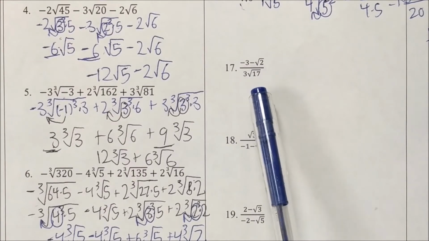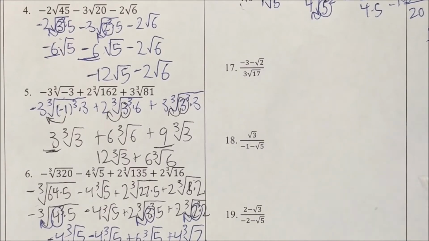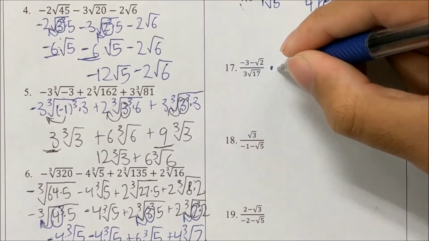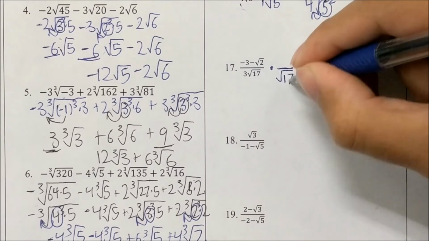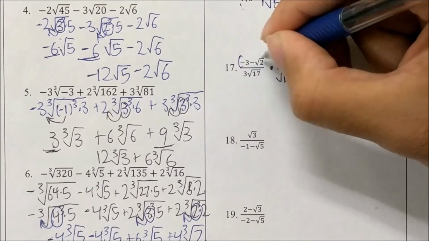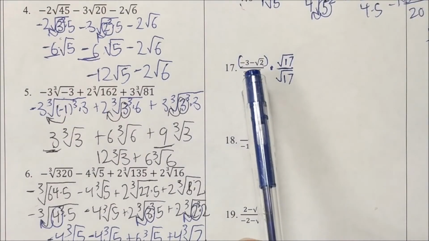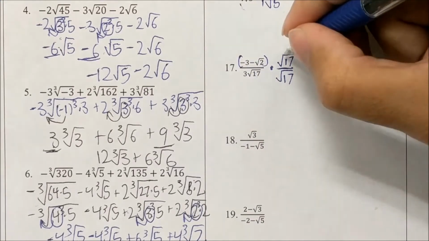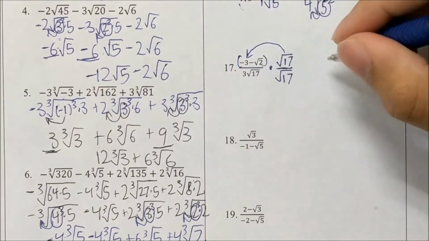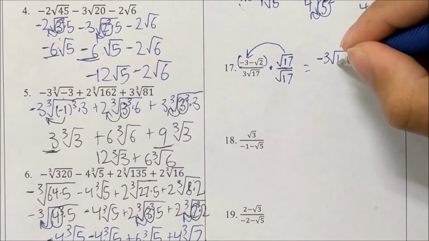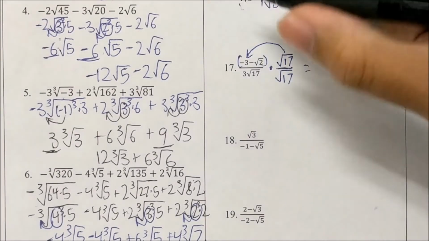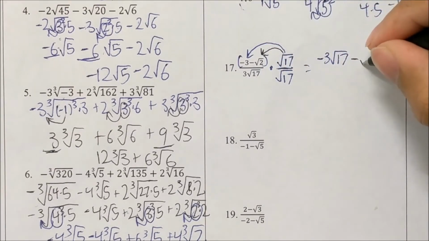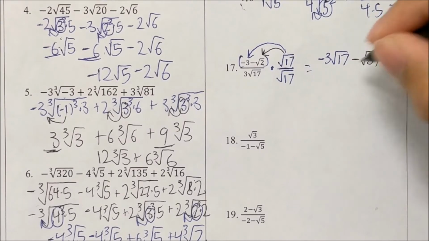Okay, 17. We have a radical 17 in the denominator we want to get rid of. So since it's a square root, we need to make this 17 a 17 squared. So we need to multiply by an extra radical 17. Okay, so in the numerator, we need to distribute because these are two separate terms separated by a minus sign. So first, negative 3 times radical 17 is negative 3 radical 17. And then radical 17 times negative radical 2 is minus radical 34.